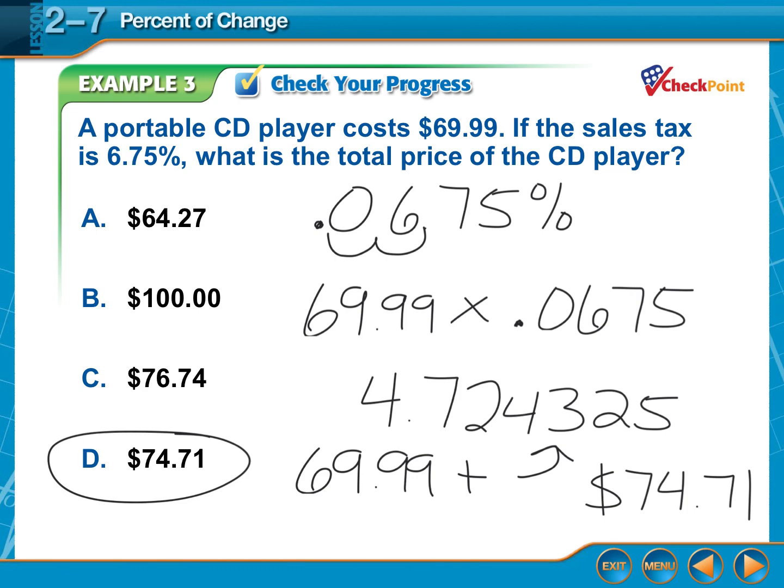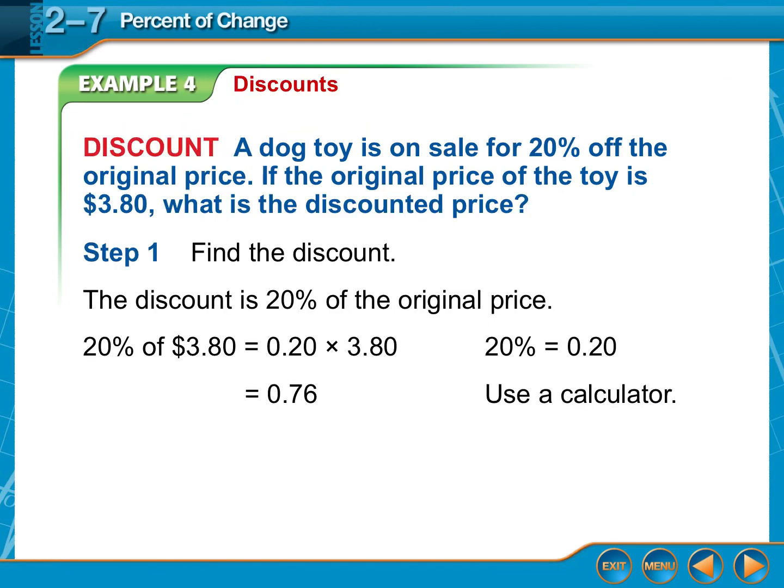Any questions over sales tax? Now we're doing discounts. What do you think the difference is between sales tax and discounts? What's the difference between sales tax and discounts? Discounts are decreasing the price. So what's the only thing that's going to change? Instead of adding the tax, we're going to subtract the discount. Okay?